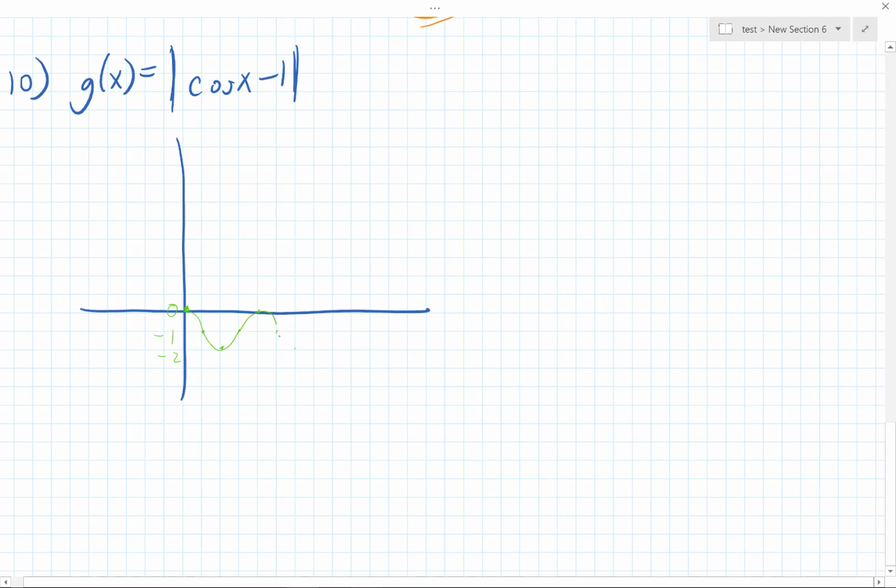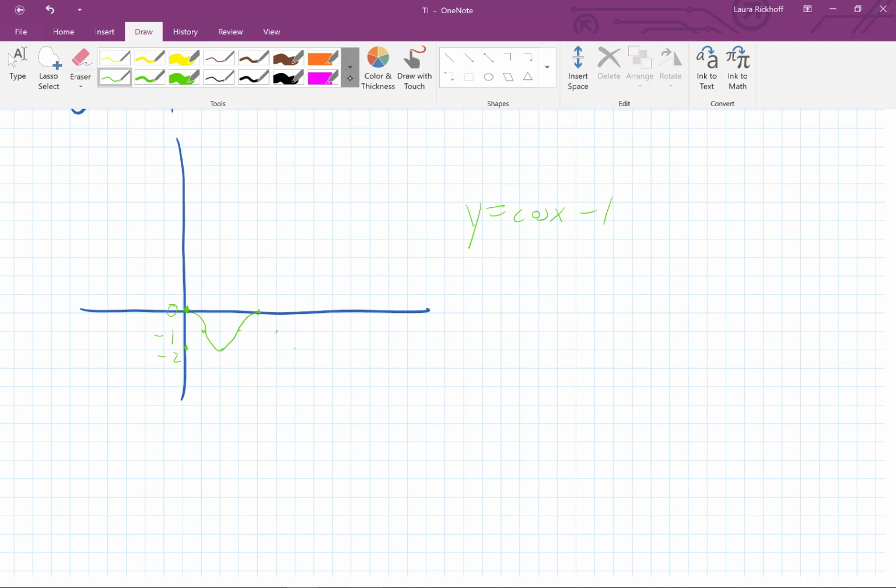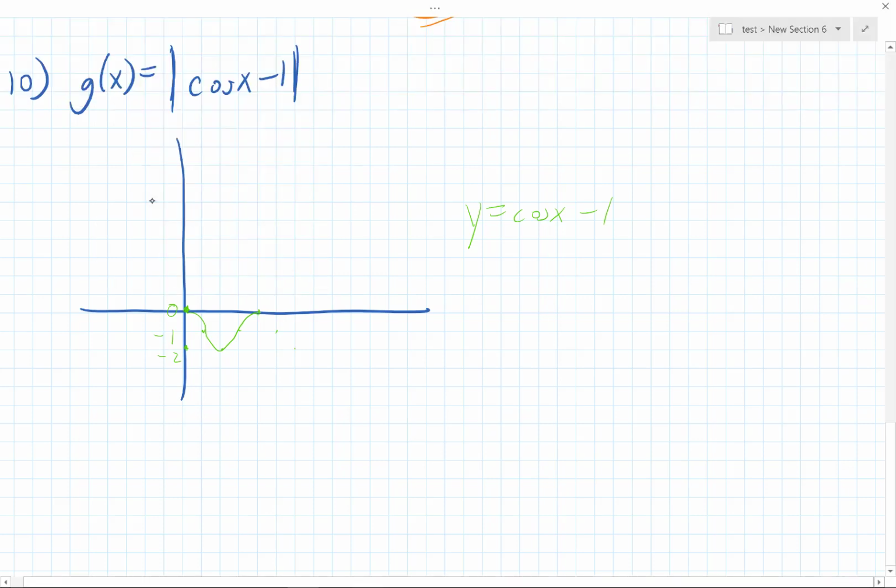So this green, oops, that's sine, my bad. So that green is what a normal y equals cosine of x minus 1 looks like. It's the cosine of x shifted down 1. And then what the absolute value will do to it is it'll just make everything positive. So instead of -1, +1, instead of -2, +2, and then it looks something like that. So that's what the absolute value of the graph is going to look like.